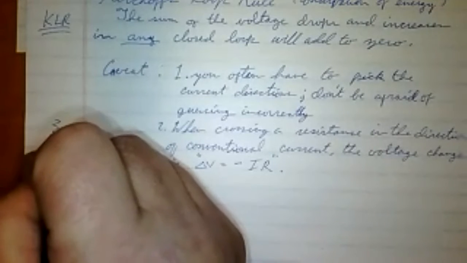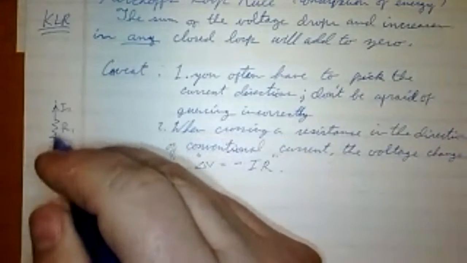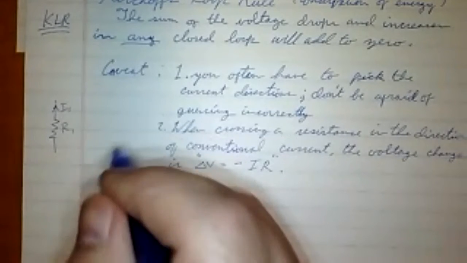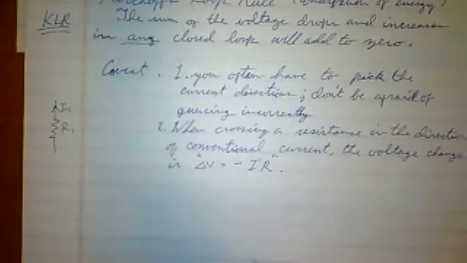So if you have this little resistor right here, say R1, and you said that I1 happens to be going that way, if you're going around the loop this way, then that's a voltage drop. But if you happen to be going around the loop this way, that'd be a voltage increase.